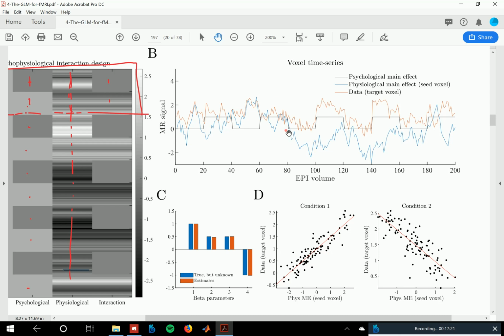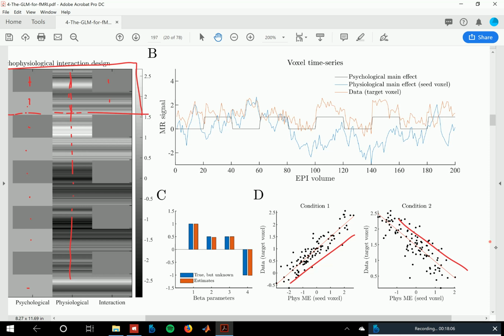Now if I extract the data from the target voxel that I simulated here with these parameters, and also estimated them to just show that this is estimable, and look at just the data points as a function of the physiological main effect, that is the time series of the seed voxel, then, and this is the most important thing, the covariation between the data of the target voxel, for one where the interaction is actually strong, the dependency changes as a function of the condition. As you can see, this is a positive covariation, this is a negative covariation.